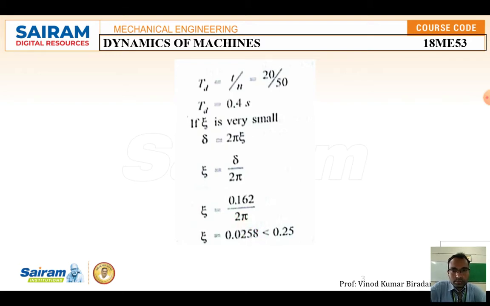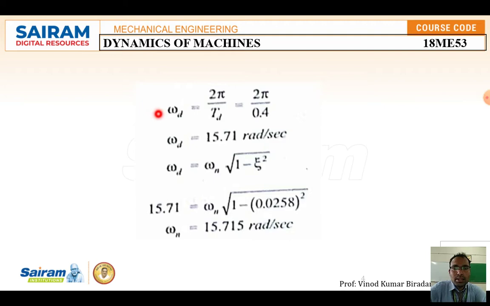Next we have the damped angular frequency, omega d is equal to 2 pi by time period. The time period we already calculated, that is 0.4, so substitute here and we get omega d is equal to 15.71 radian per second. Once you calculate this, we have one more formula to find the natural frequency: omega d is equal to omega n times the square root of 1 minus zeta square.